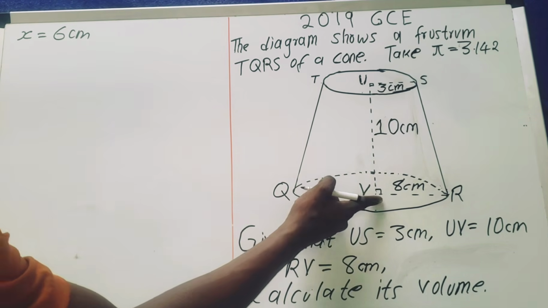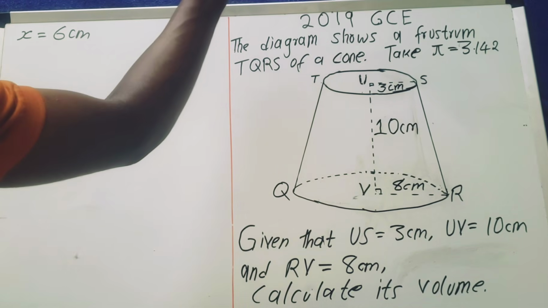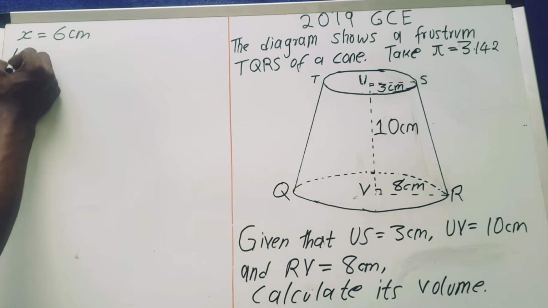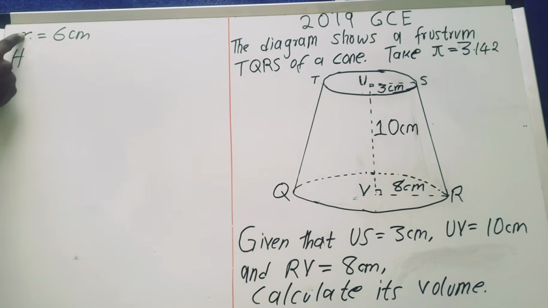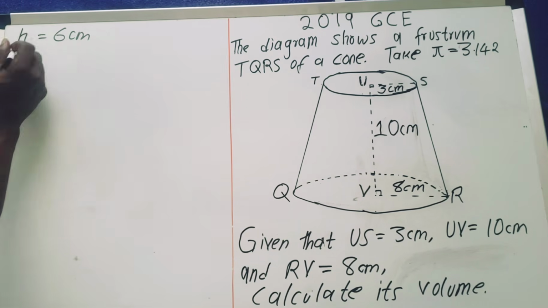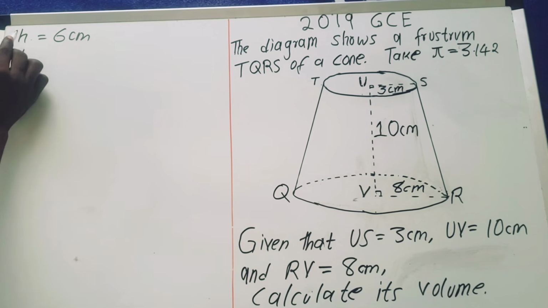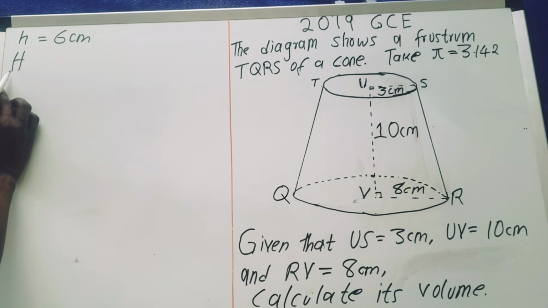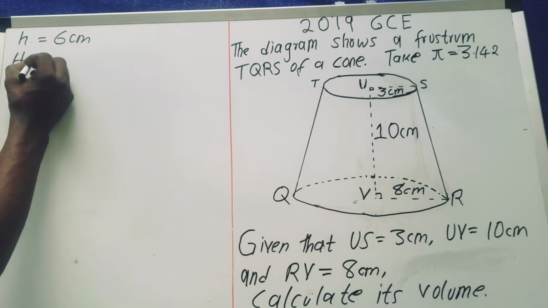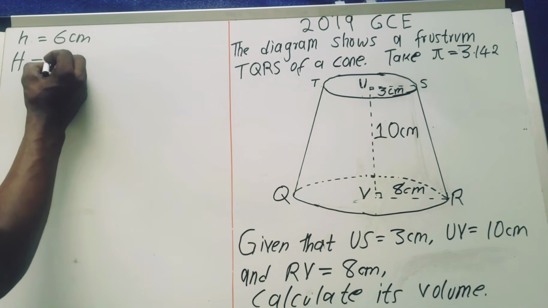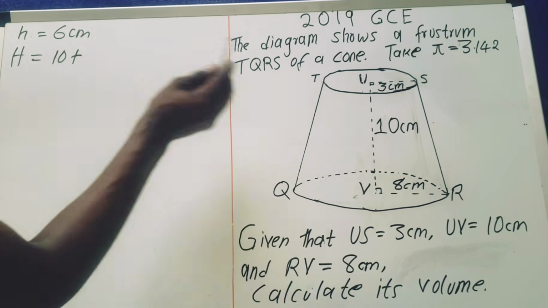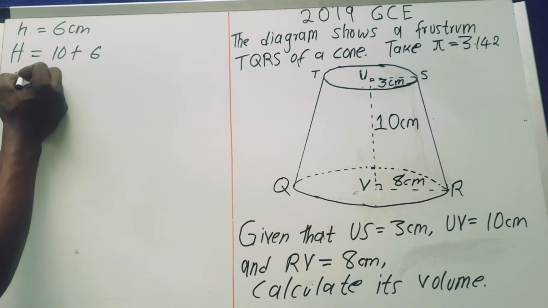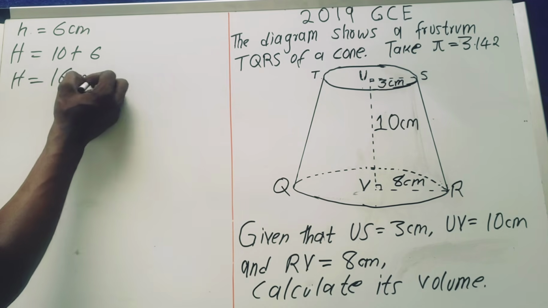Therefore, the height of the bigger cone, from here all the way to the top, the entire bigger cone, we use capital H. Actually, here x, we will replace it with small letter h, meaning the height of the smaller cone. Capital letter H symbolizes the height of the bigger cone. So it's going to be this 10 plus the height of the smaller one, which is 6. So the height of the bigger cone is 16 centimeters.